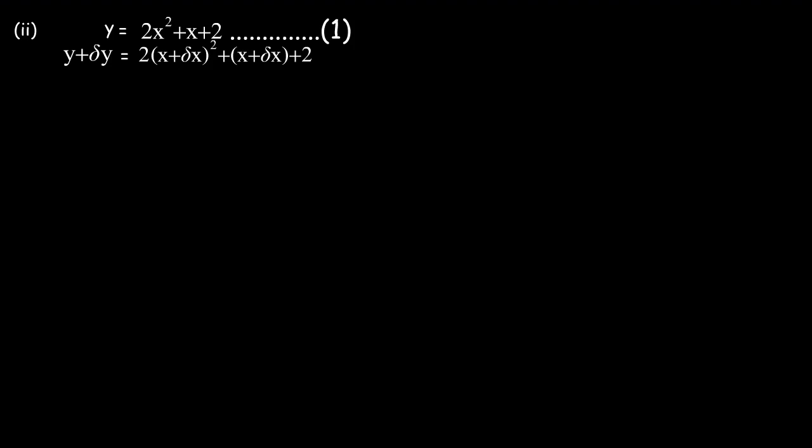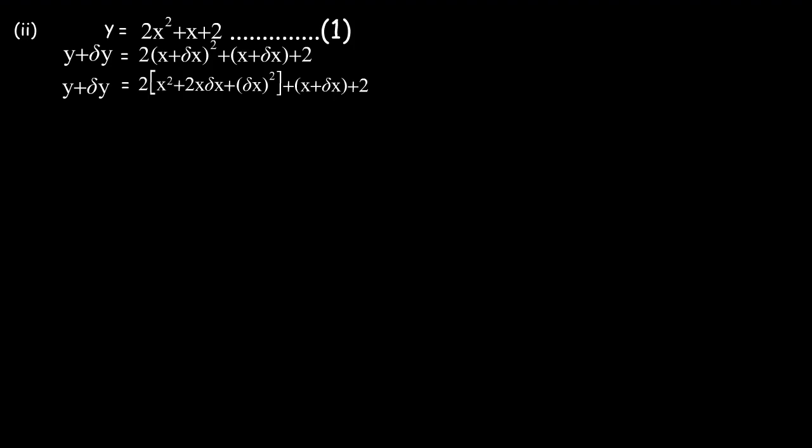Now expanding our bracket (s plus delta s) squared, it becomes s squared plus 2s delta s plus delta s squared. So our expression becomes y plus delta y equals 2 in brackets s squared plus 2s delta s plus delta s squared, plus (s plus delta s) in brackets plus 2.